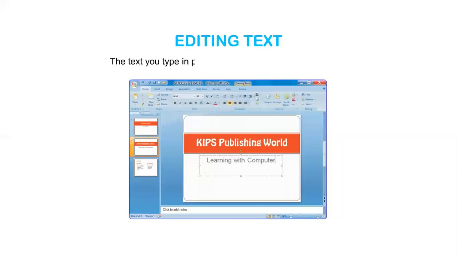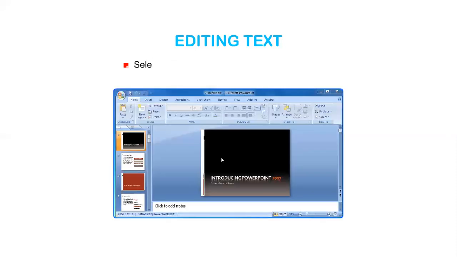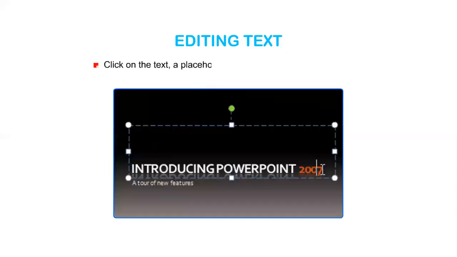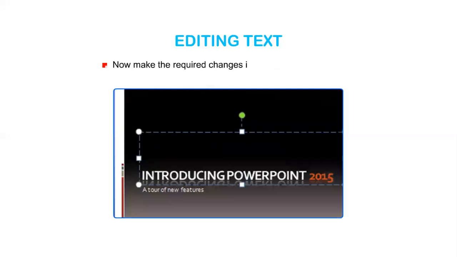Okay, before we move further, let us first discuss about editing text. The text you type in placeholders such as title, subtitle, etc. can be modified in a variety of ways. Select the slide in which you want to edit the text. Click on the text. A placeholder with the cursor inside it will appear. Now make the required changes in the text and then save it.